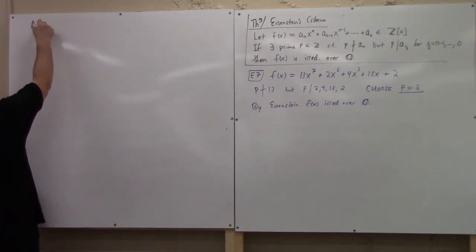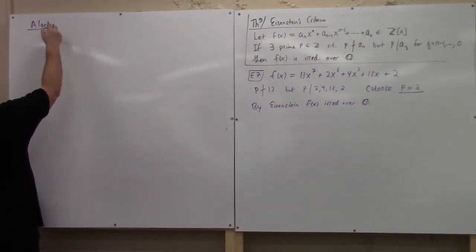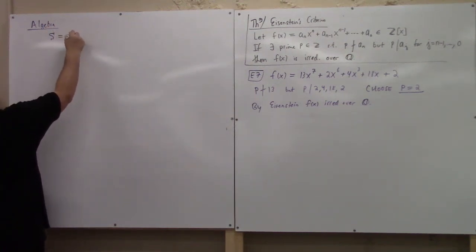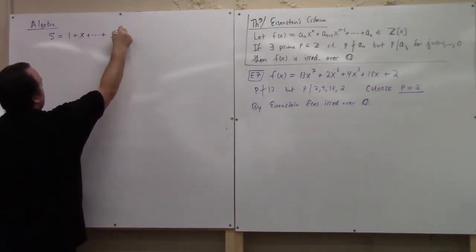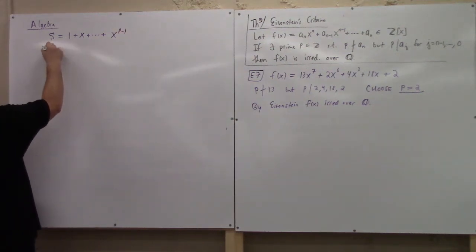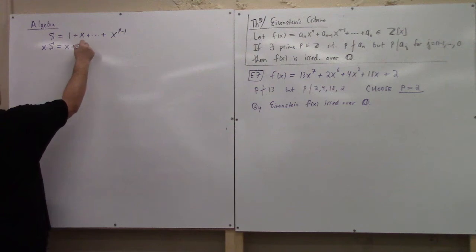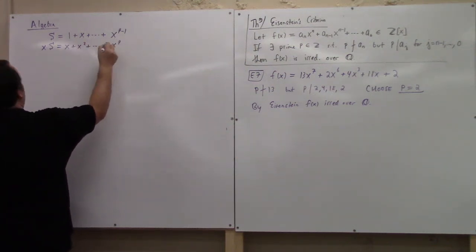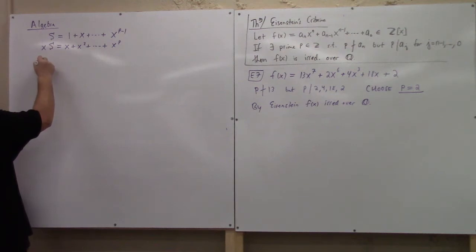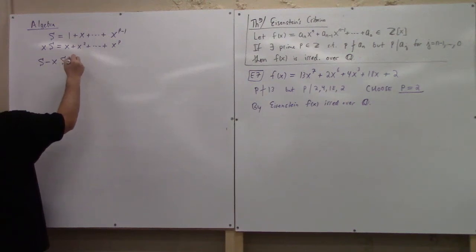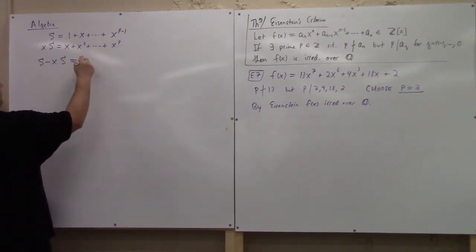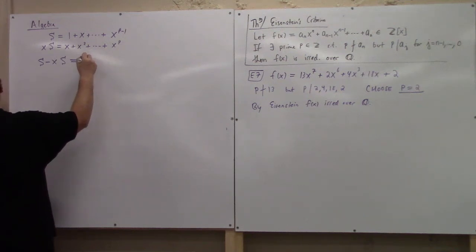So let's do some algebra. Let s equal 1 plus x plus da-da-da plus x to the p minus 1. If I do x times s, I get x plus x squared plus da-da-da plus x to the power p, right? And if I do s minus xs, well, everything cancels, right? Except for x to the p, and the 1 when it's not canceled.